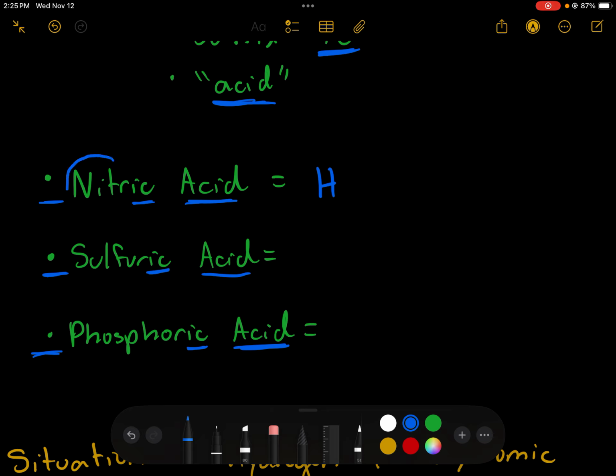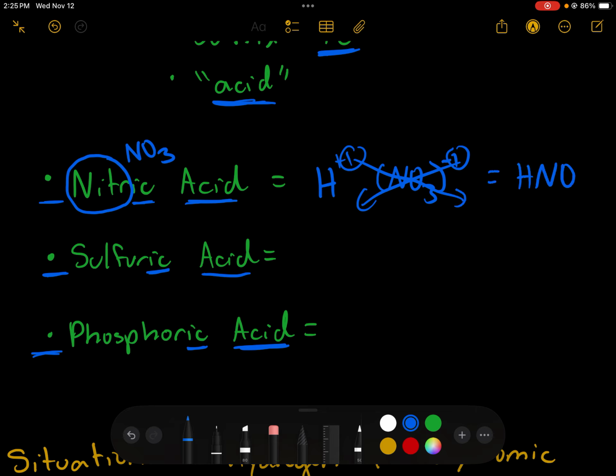If the root of that acid is nitr, then I'm probably looking at nitrate, which is NO3. So all I have to do is take the charge of hydrogen and the charge of nitrate, which you should know by heart at this point, but if you don't, it's on your polyatomic ion chart. I'm going to take those numbers, swap and drop them, and I end up with HNO3.